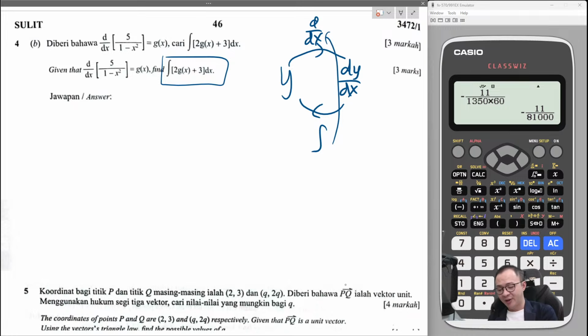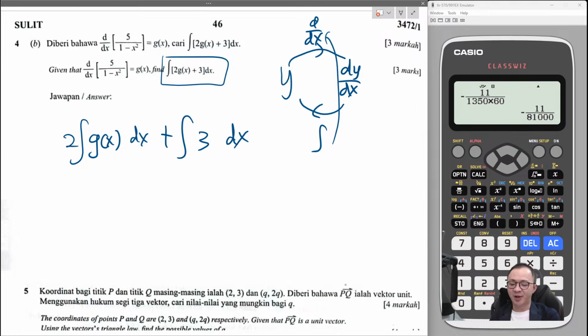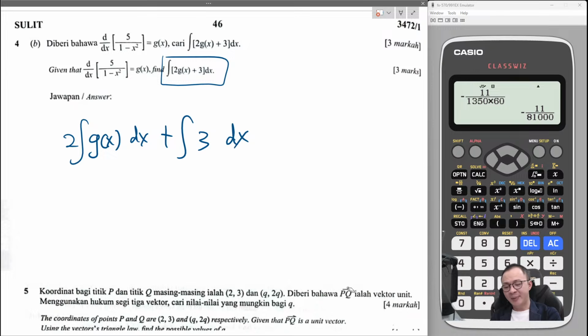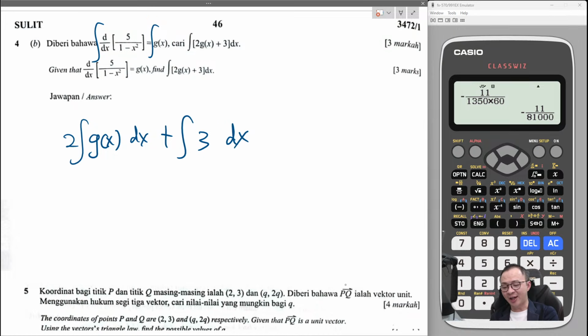Cool? If you get the idea, 2 I will take out, I will integrate the gx plus I integrate the 3 dx. I literally separate them. Okay? So, imagine if I integrate here, I integrate on the other side. Is this called integrate gx? You should see, right? So if I integrate gx, what do I get? The integral and d dx cancel. I will get whatever bracket I left over there.